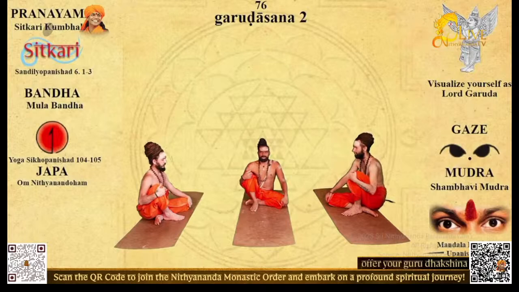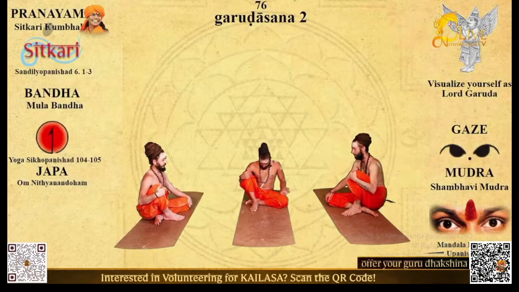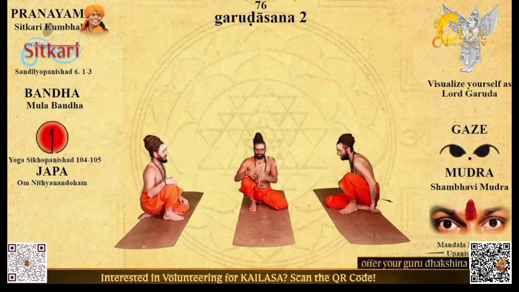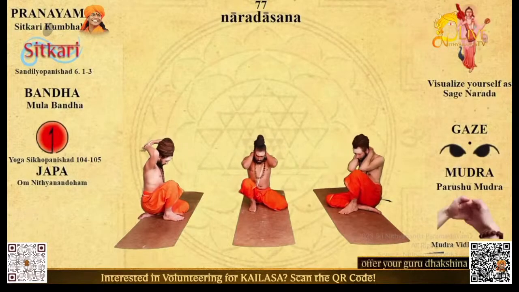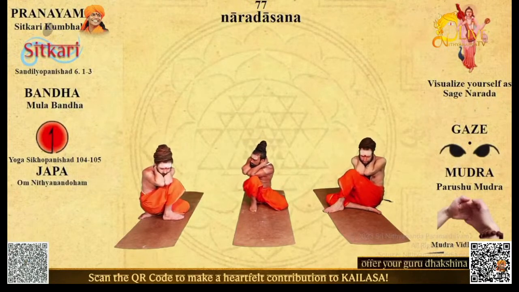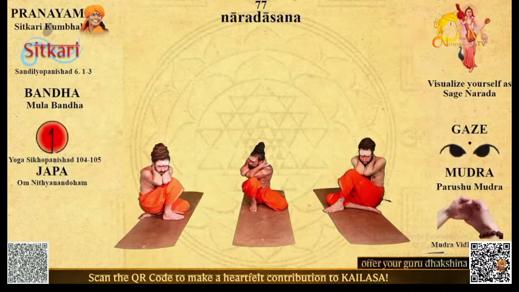The next asana is Naradasana. As you sit on the left heel, perineum on the left heel, interlace the fingers at the back. Twist on your right side, elbows on the knees, gaze to the third eye, visualize sage Narada in your inner space.